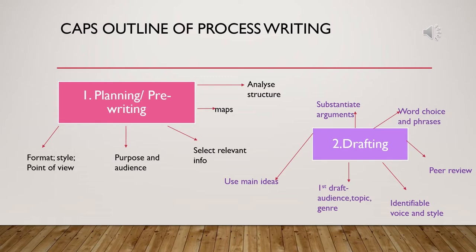They need to use their main ideas, and sometimes their main ideas, their dominant ideas, produce other sub-ideas, put it that way. So from one main paragraph, several other paragraphs can come forth. Then the first draft must have a clear consideration of who your audience is and the topic and the genre.